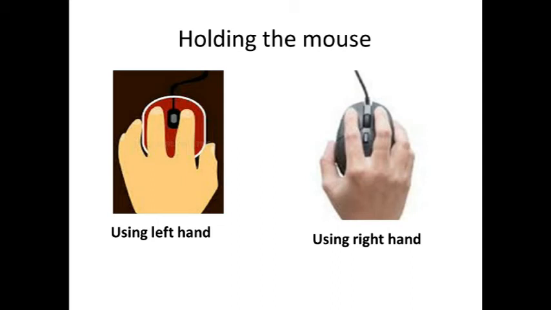Some people use their left hand to hold the mouse and others use their right hand. A left-handed person keeps his index finger on the right mouse button and middle finger on the left mouse button. Those who are using their right hand keep their index finger on the left mouse button and middle finger on the right mouse button.